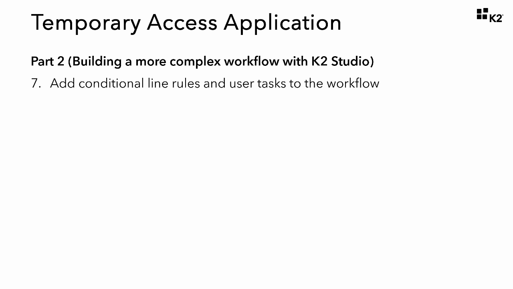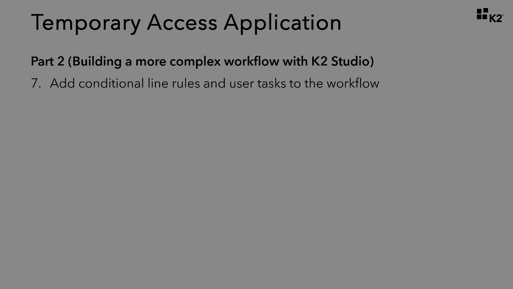Beginning here with step 7, we will add conditional line rules and user tasks to the workflow, which will lay out the HR and IT tasks. These tasks will be executed depending on whether the requester selected the additional HR tasks and/or the additional IT tasks options from the original submission form. This step illustrates how to implement a conditional parallel path in a workflow.